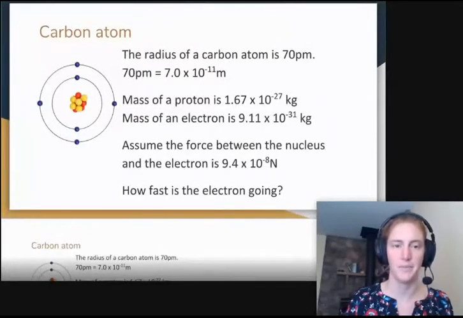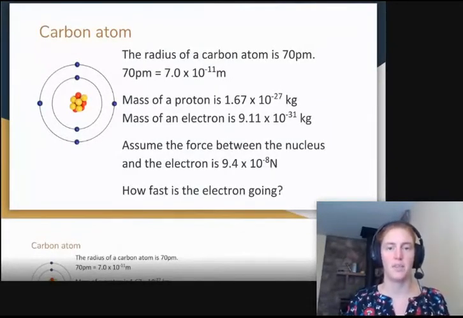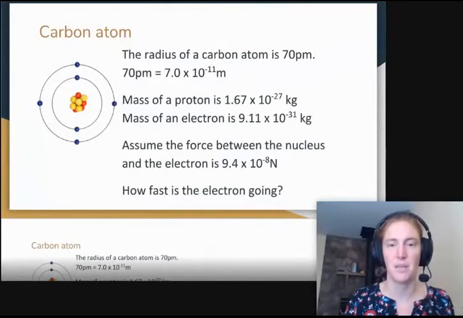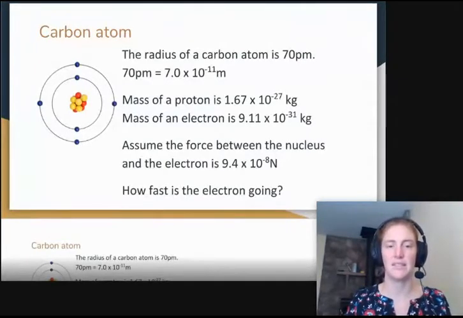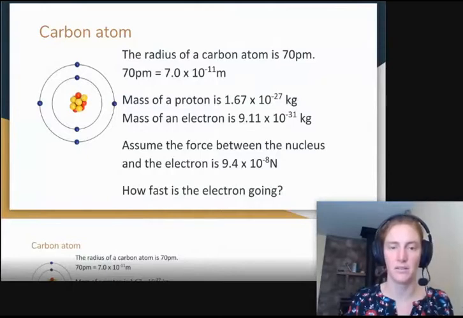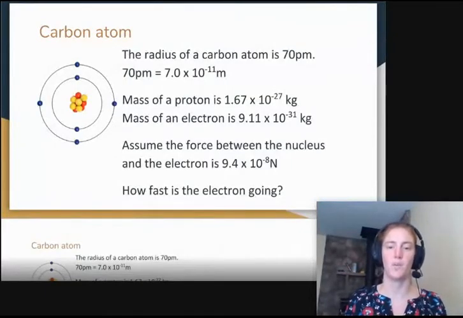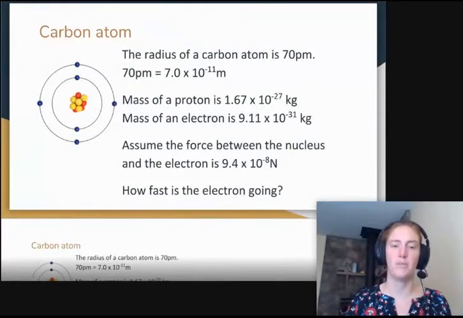So we're going to do another example. For a carbon atom, the radius of a carbon atom is 70 picometers. 70 picometers is the same as 7 times 10 to the negative 11 meters. The mass of a proton is 1.67 times 10 to the negative 27 kilograms. The mass of an electron is 9.11 times 10 to the negative 31 kilograms. And I want to assume for a moment that the force between the nucleus and the electron is 9.4 times 10 to the negative 11. And later on in the year, you will learn how to get that number. But for the moment, I want to know how fast the electron is going.